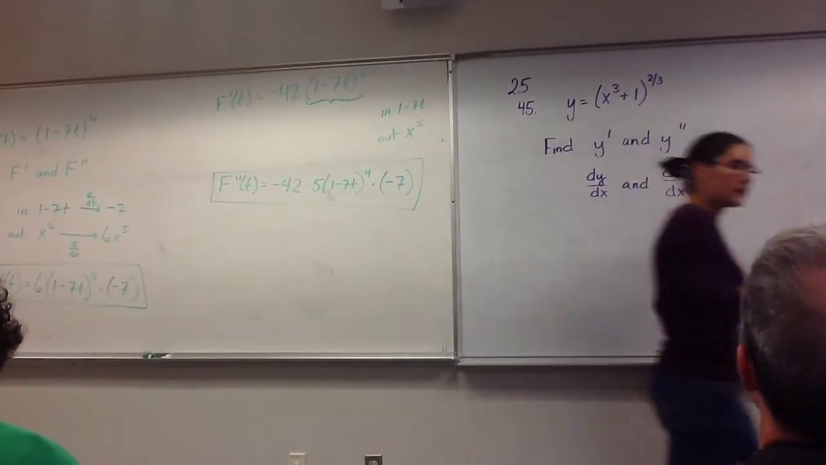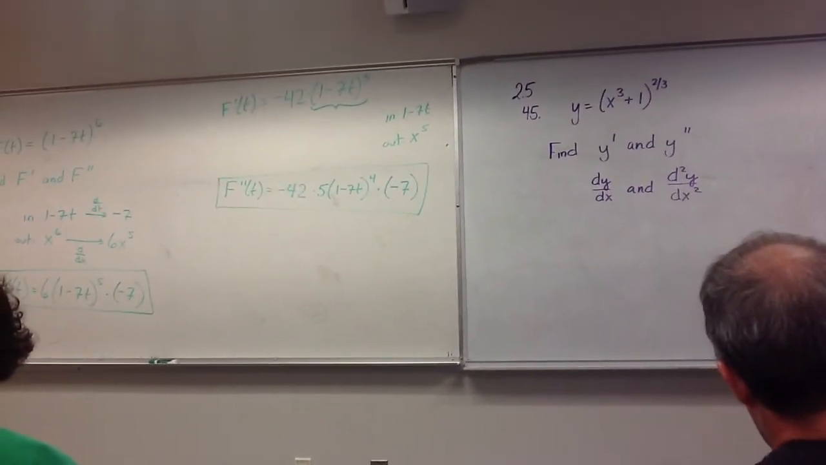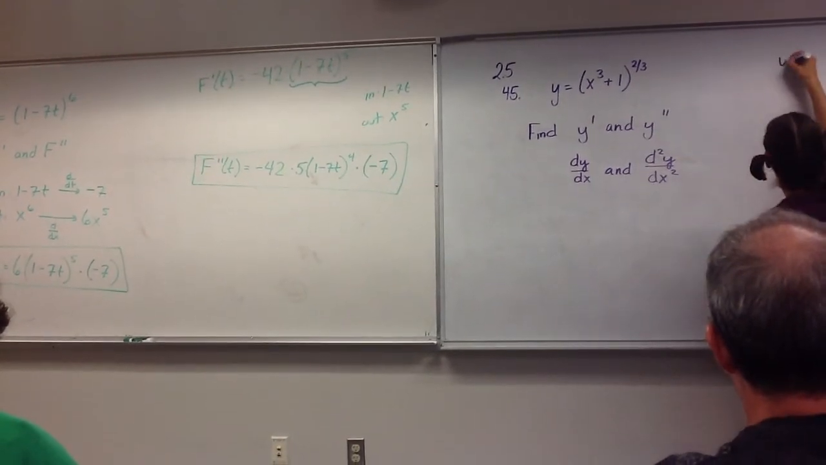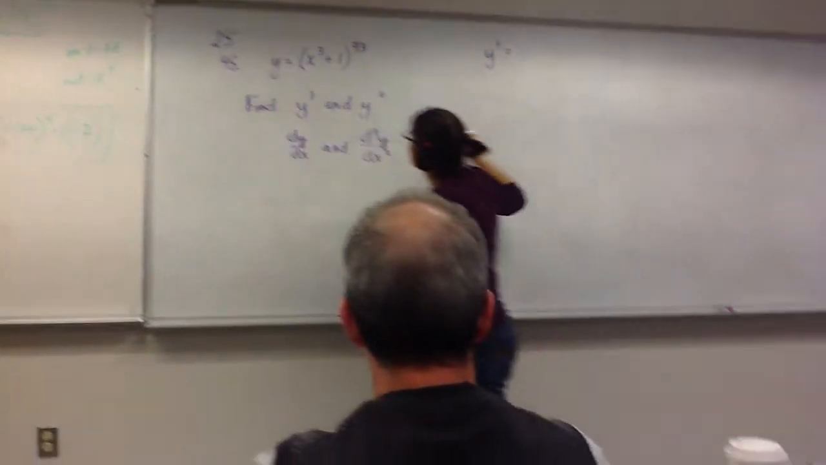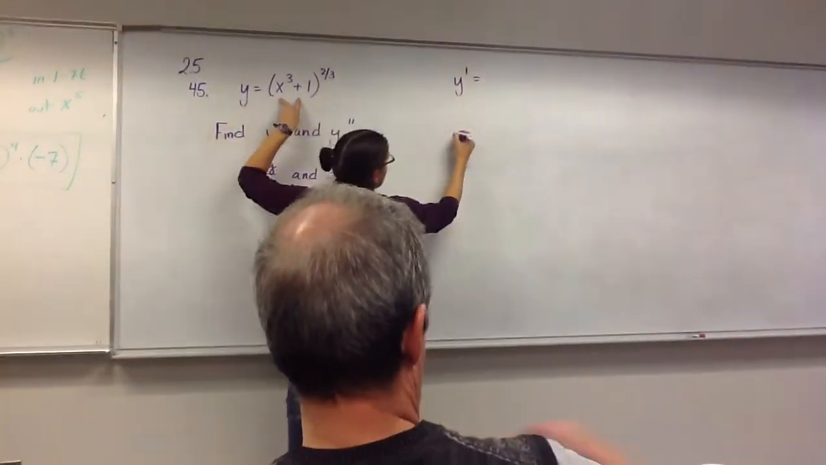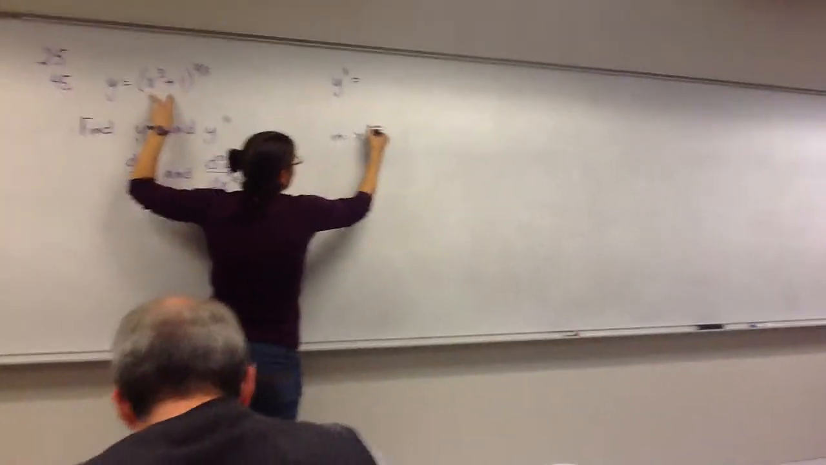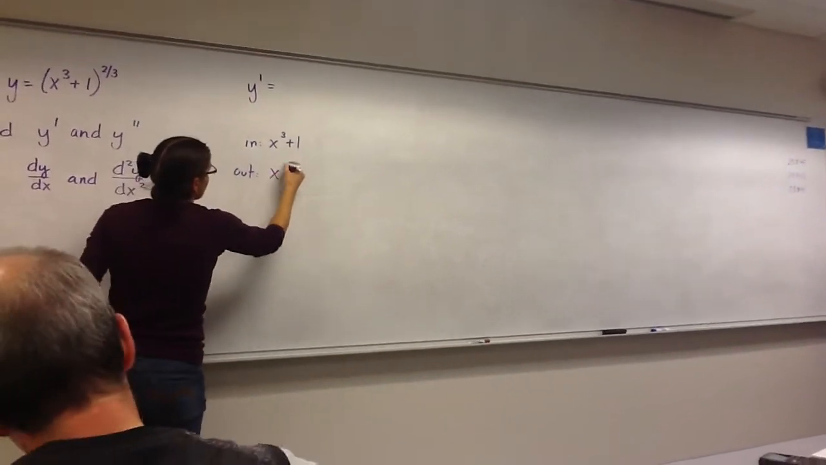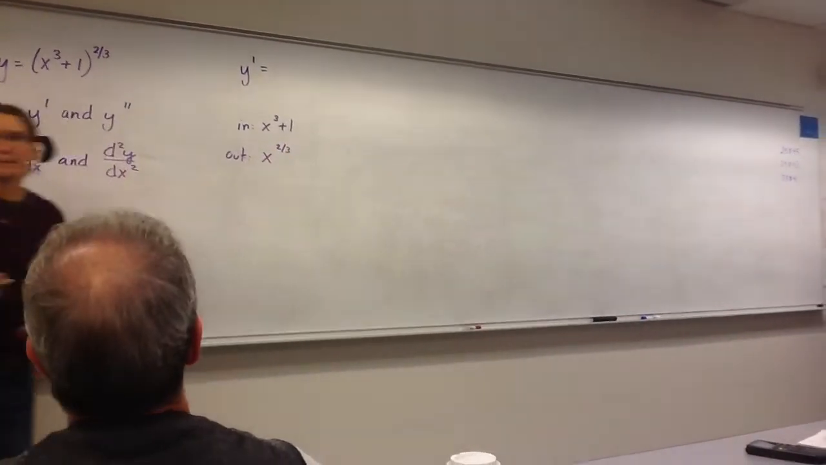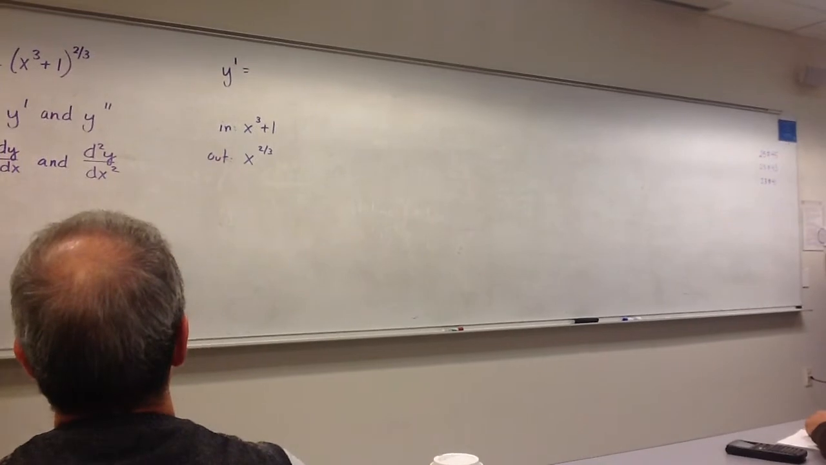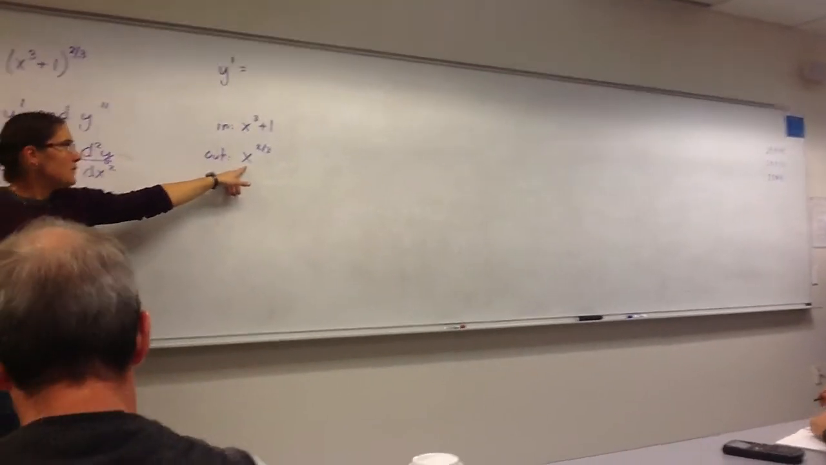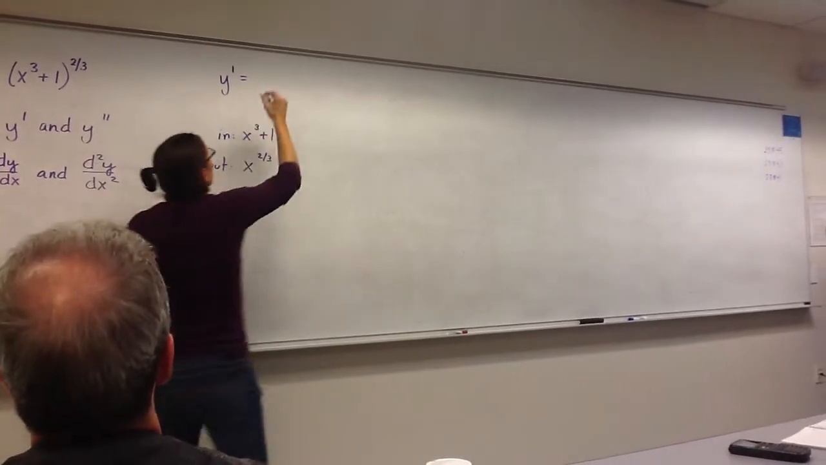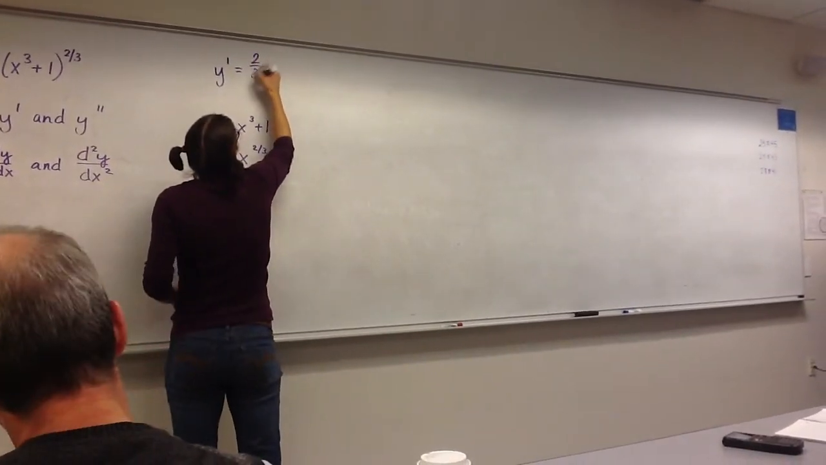Okay, so Erin, you were looking at this problem. What are your thoughts? I did the chain rule on this one. Okay, so our chain rule, we've got for y prime, our inside function is x cubed plus 1. My outside function is x to the 2/3 power. So my derivative of the outside, keeping the inside the same, I'm going to bring that 2/3 down. So I've got 2/3.